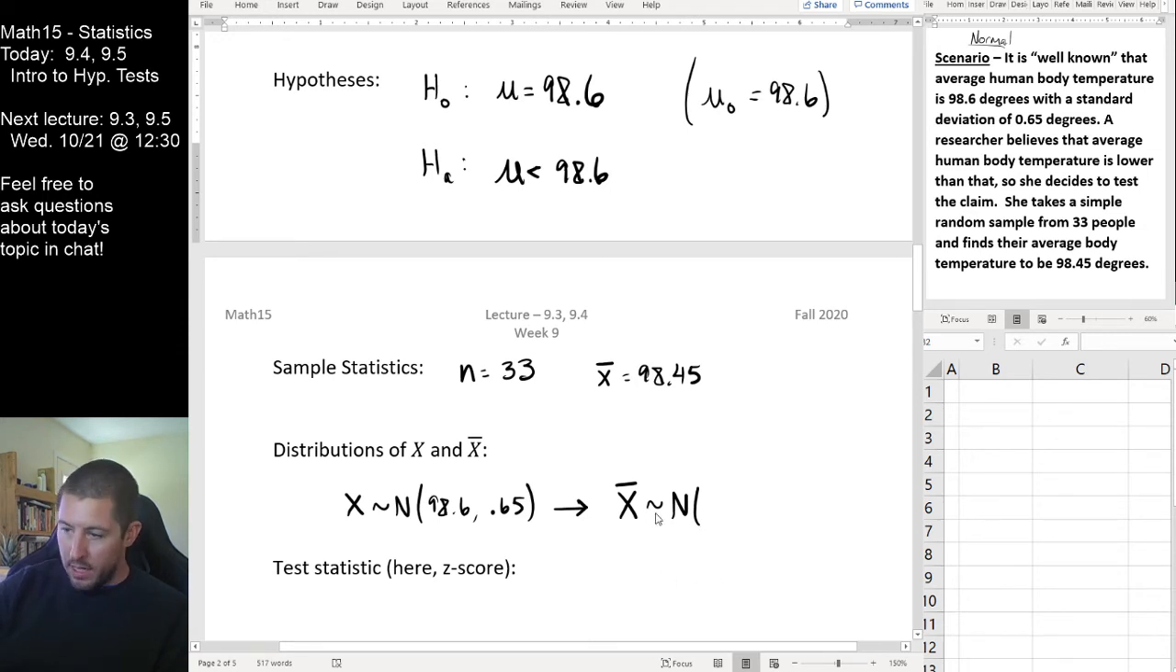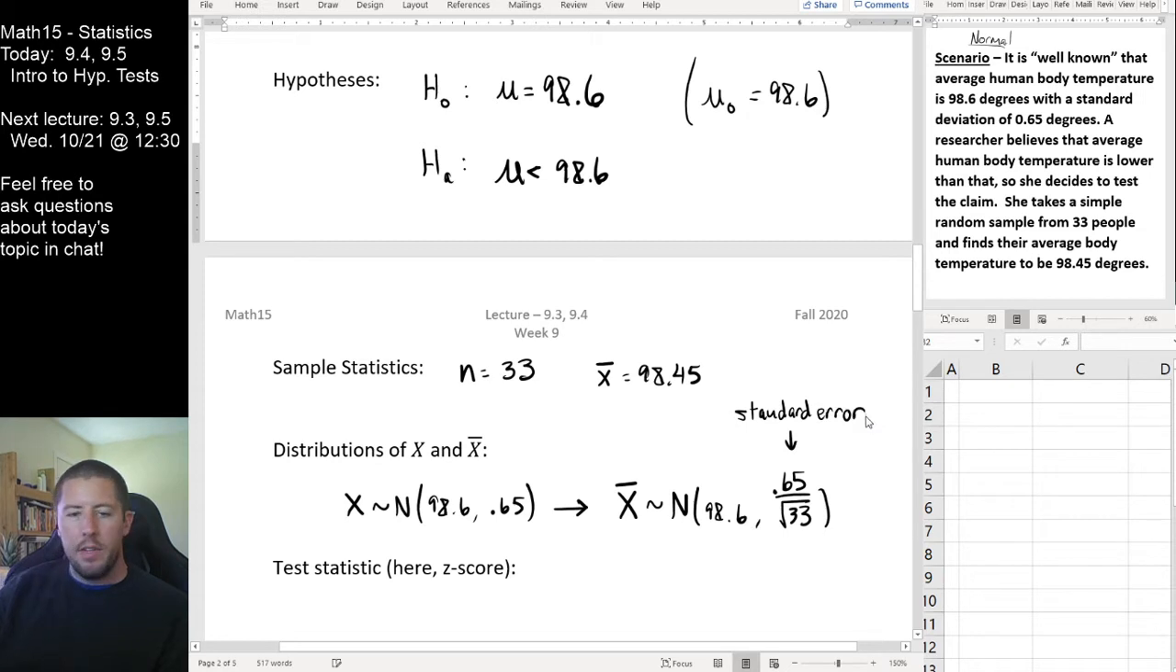This is the distribution of the averages right here. So our average is going to remain the same. It's still going to be 98.6. We're just taking bigger groups at a time. But here we're going to see our standard error term, the new standard deviation term, is going to be quite a bit smaller because it's going to be our old standard deviation divided by the square root of n. And by the way, let's give a name to this. This is our standard error.